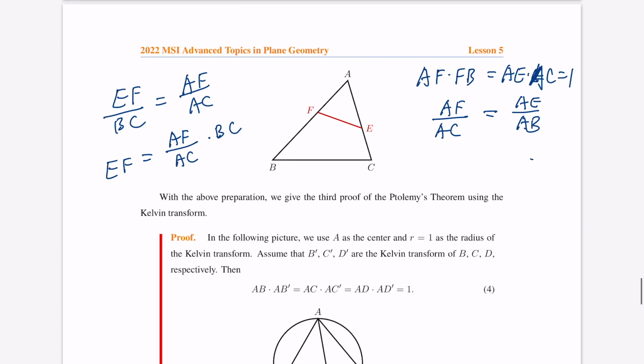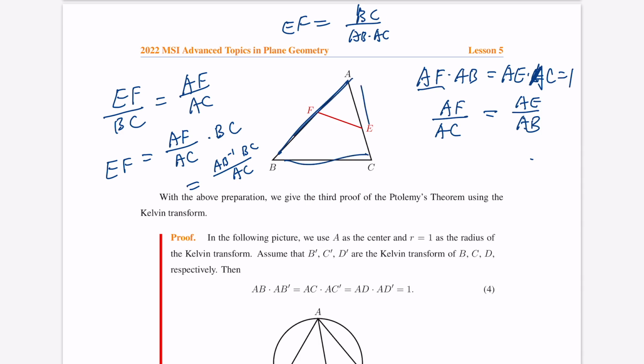You're not completely satisfied with this formula, so you use the fact that, okay, I wrote a lot of mistakes here. AF times AB is equal to AE times AC. So AF is the reciprocal of AB, so I just write this as AB negative 1 BC over AC. So this would be equal to BC over AB times AC. So that's EF. So remember, EF is BC divided by the product of AB times AC.